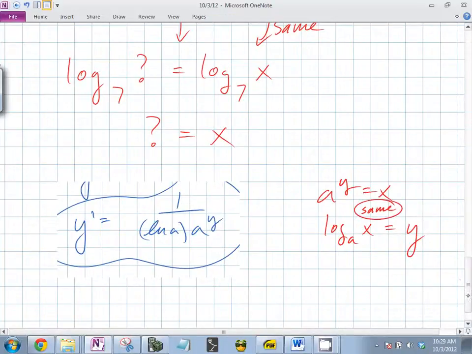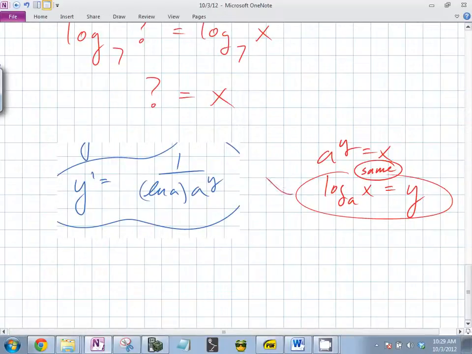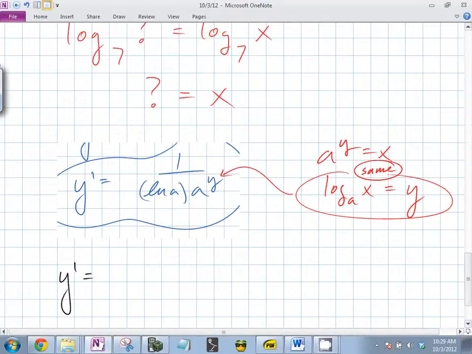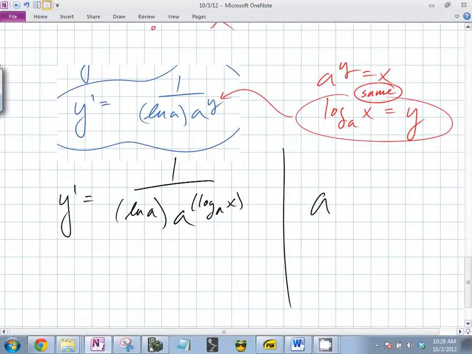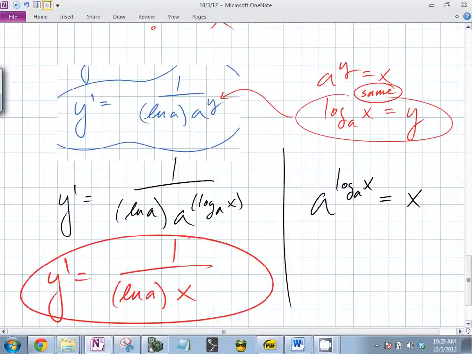So what do we plug in for y? We take this thing right here and we plug it in right there. So let's do the general form. y prime is equal to 1 over ln of a times a to the what power? Log base a of x. But here's something that's always true. a to the log base a of x, what's that always equal to? x. So what does this simplify to? y prime is equal to 1 over ln a times x.